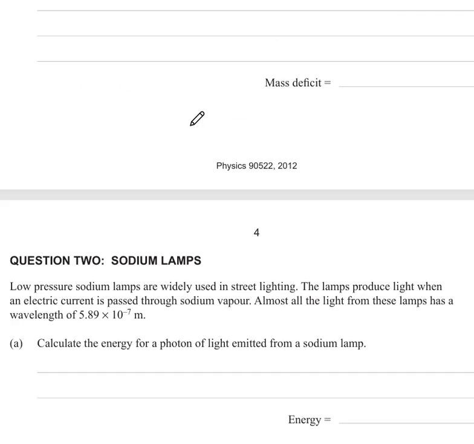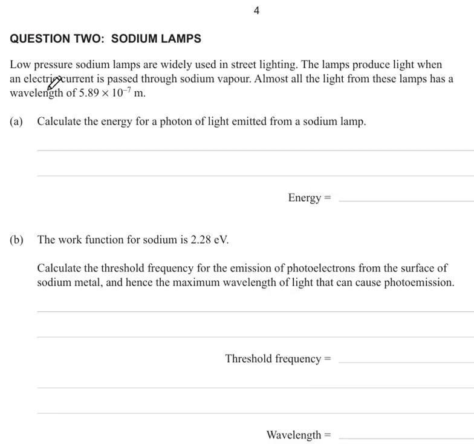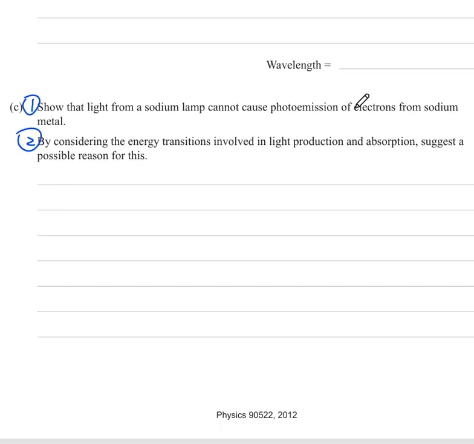Now we're still talking about this question here. We are given this condition, a low pressure sodium lamp. I'm going to give you some time to read the question. You can pause the video. All right, let's get to it. Show that light from a sodium lamp cannot cause photo emission of electrons from sodium metal. Now we want to put in some words here.